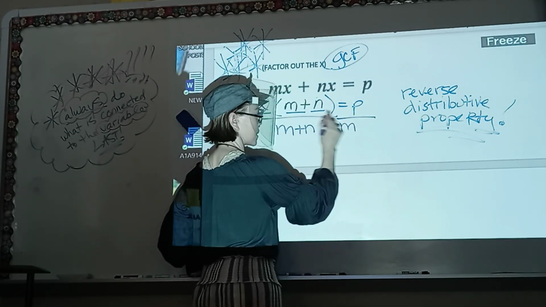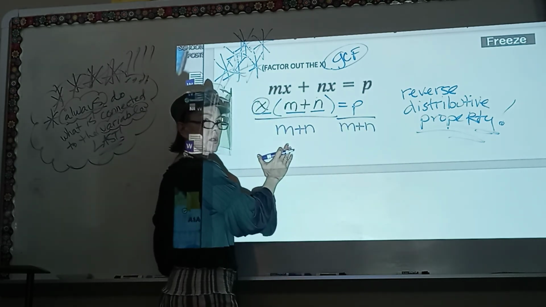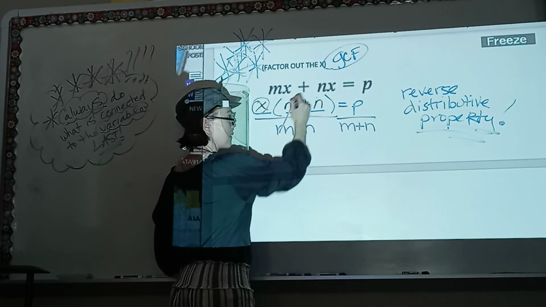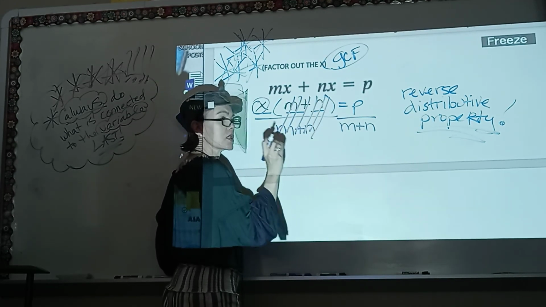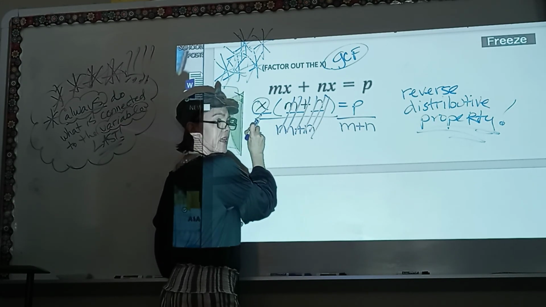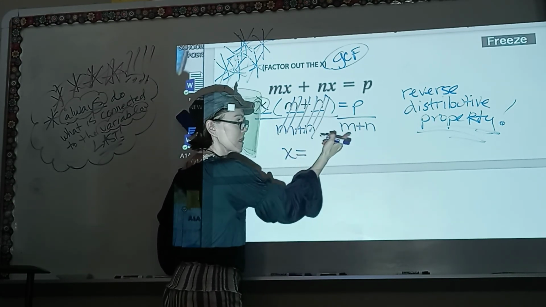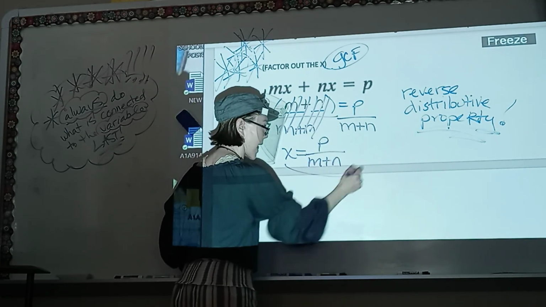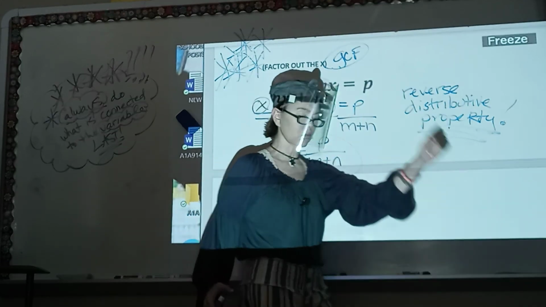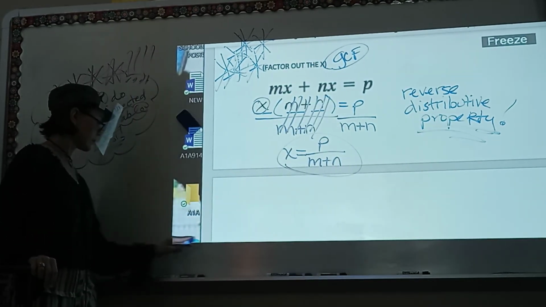And whatever we do to the left side of the equal sign, we also do to the right. And what happens here with this m plus n? Watch, you guys. Those cancel. It goes away. And did we get this x all by itself? Yes, we did. Bring it down. X equals this. P divided by m plus n. And circle it. Yes! That's a wrap. Okay.